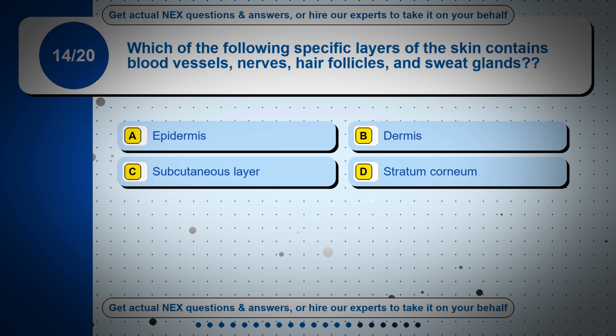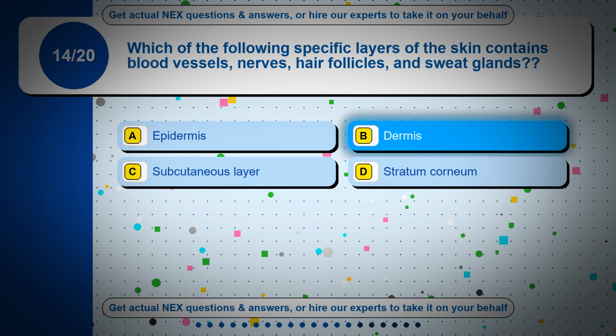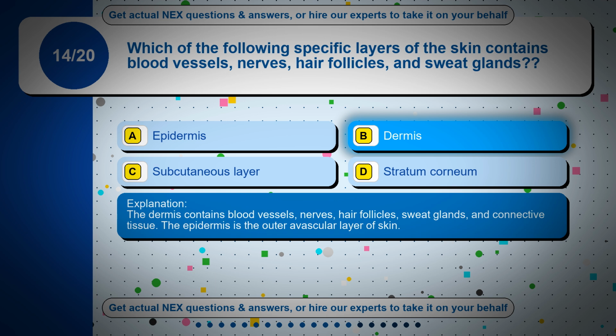Question 14. Which of the following specific layers of the skin contains blood vessels, nerves, hair follicles, and sweat glands? Option A, epidermis. Option B, dermis. Option C, subcutaneous layer. Option D, stratum corneum. The correct answer is option B, dermis. The dermis contains blood vessels, nerves, hair follicles, sweat glands, and connective tissue. The epidermis is the outer avascular layer of skin.